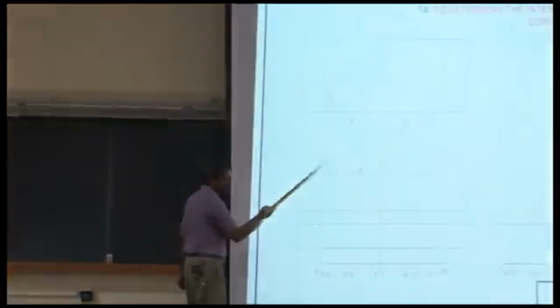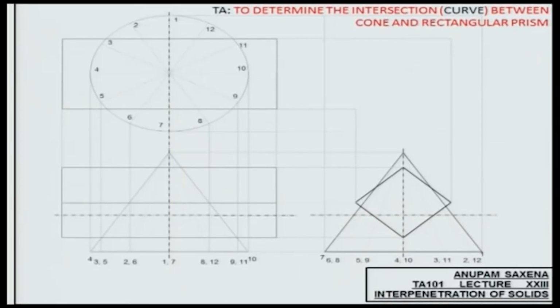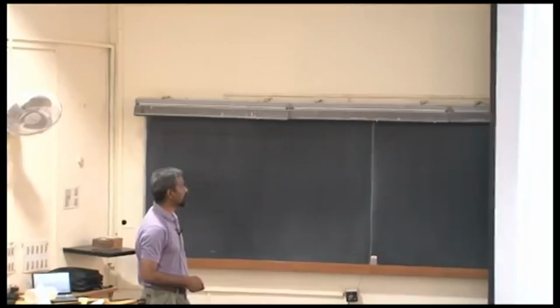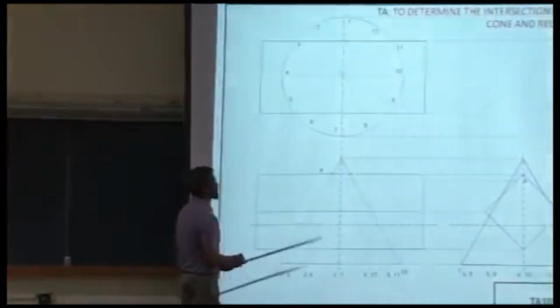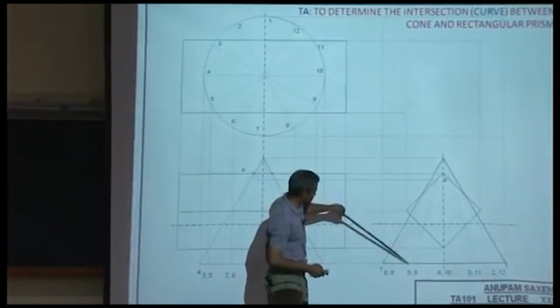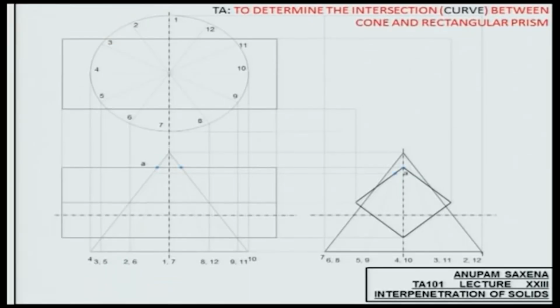I'm going to go a little fast. All right, so just follow this. There are 2 intersection points over here. The second intersection point comes from here, the intersection between the generator 5,9 and this edge. Correspondingly there will be 2 intersection points on the front view.